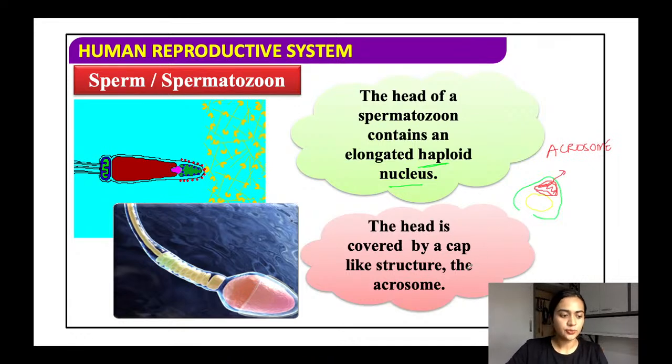A very important point to remember is that the Golgi apparatus that was present previously in the spermatogonial cells is what gives rise to the acrosome. So basically, the Golgi apparatus modifies and gives rise to this acrosome. Fine.